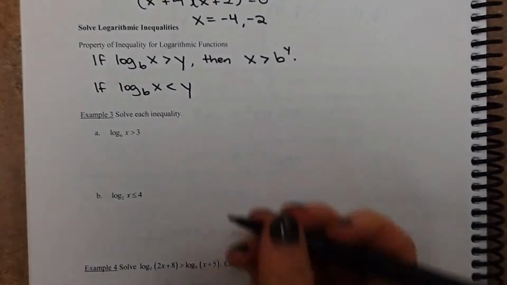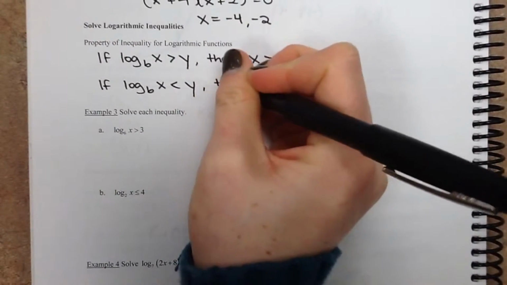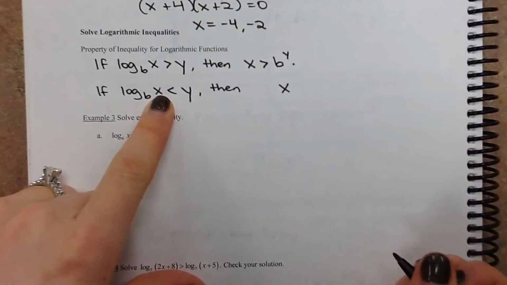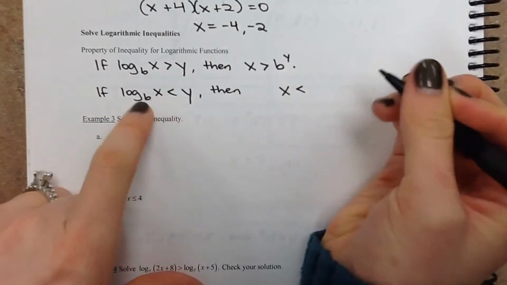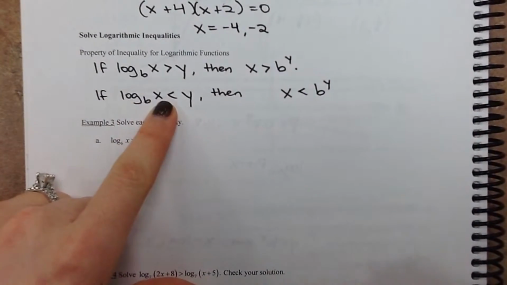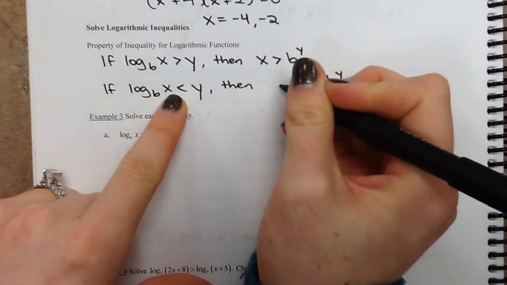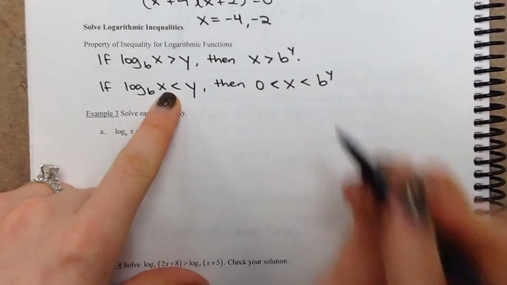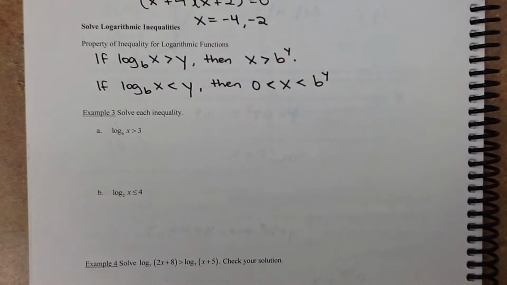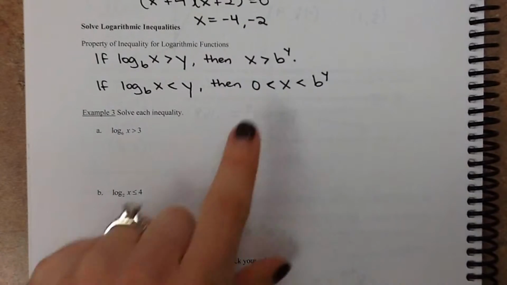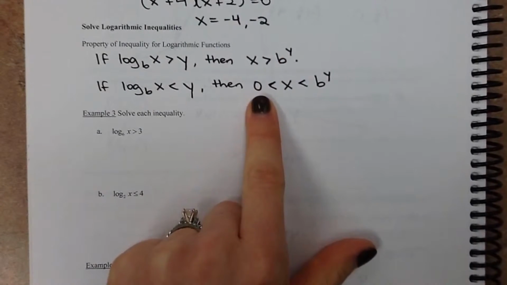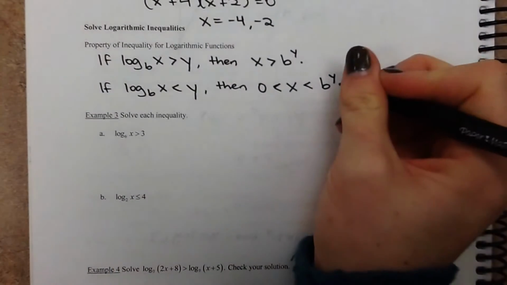Just be careful. For this one, we could say that x, I'm going to leave a space here, I'm doing it on purpose, x is less than b to the y, but remember x also has to be positive, so we could say that x also has to be greater than 0. Here, if we're saying it has to be greater than b to the y, we're also guaranteeing that it has to be positive because b to the y is going to be positive. So here we have to enter in this domain restriction. All right, so be very careful with that.